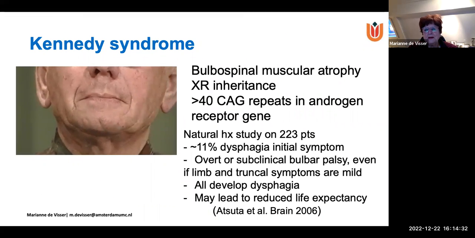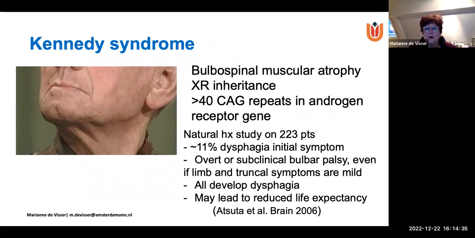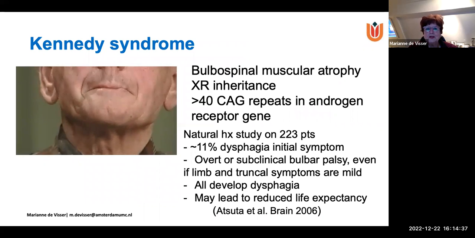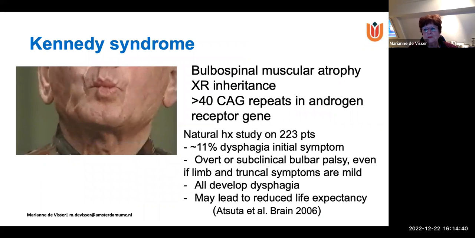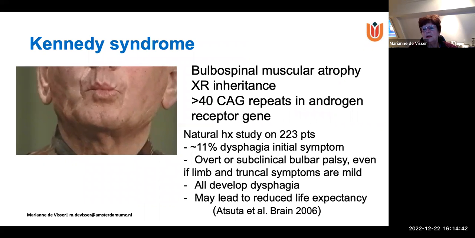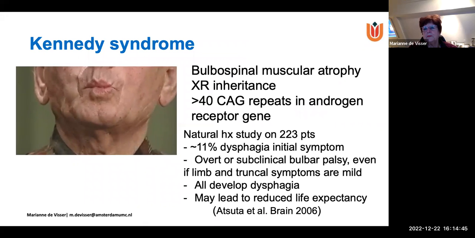This guy shows oral fasciculations, which is a pathognomonic sign in bulbospinal muscular atrophy, Kennedy syndrome, which has an X-linked recessive inheritance and is caused by repeats in the androgen receptor gene. A natural history study on a huge cohort of patients showed that in more than 10% of the cases, dysphagia may be the initial symptom.